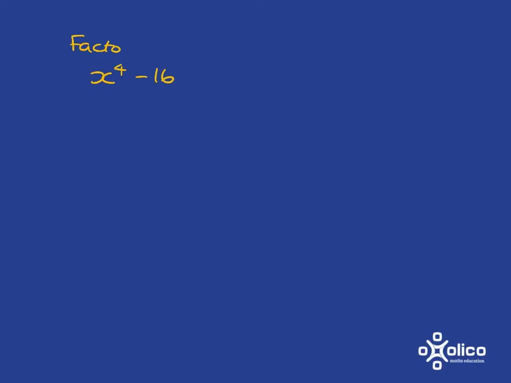Okay, try this one for yourself. Factorize x to the 4 minus 16. Pause the video and try it now. Okay, so you should have recognized it as a difference of two squares. So you're going to have that pattern. And to get to x to the 4, you're going to have x squared times x squared. And for 16, you're going to have a 4.